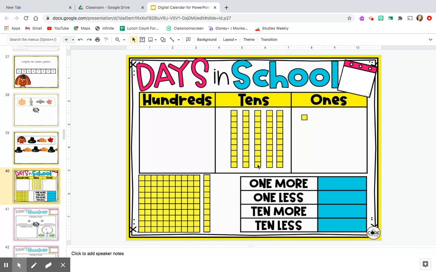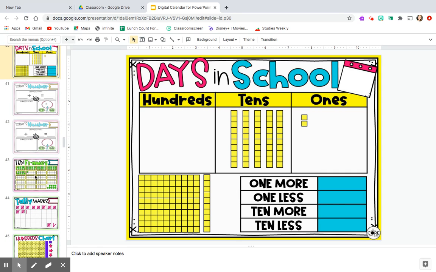All right, we've been in school for another day, so let's add another square here. Now we can count our tens because we know in each rod there's 10. So 1, 2, 3, 4, 5. So there's 5 tens here. So it's 10, 20, 30, 40, 50. So I have 50 squares right here. And then 50, 51, 52. Oh my goodness. We've been in school for 52 days.